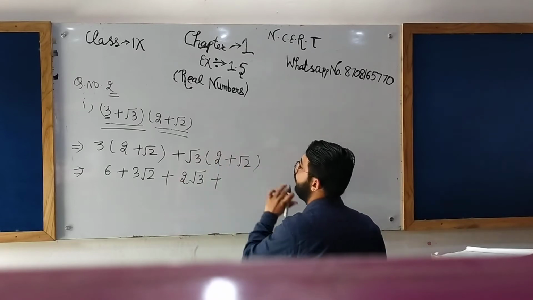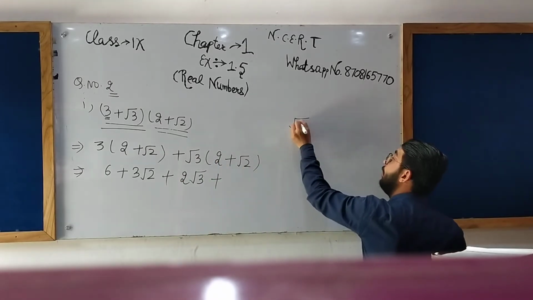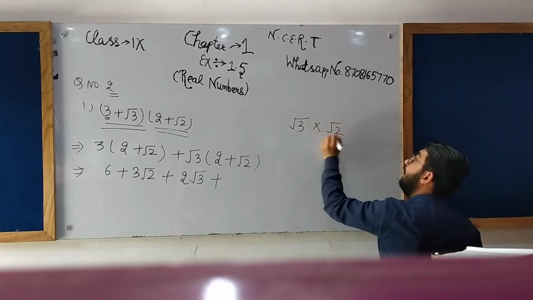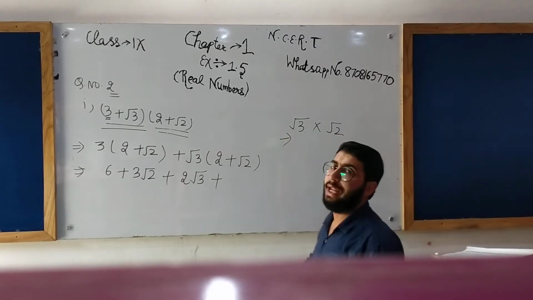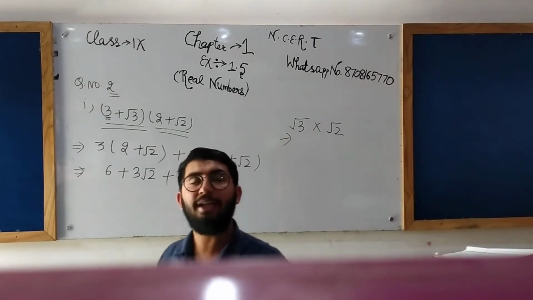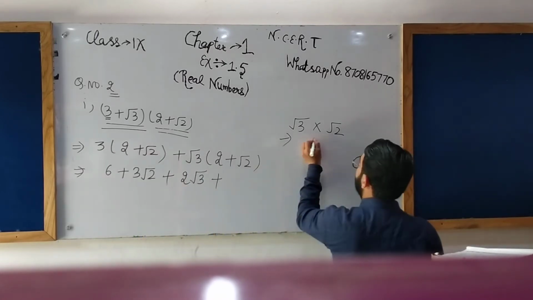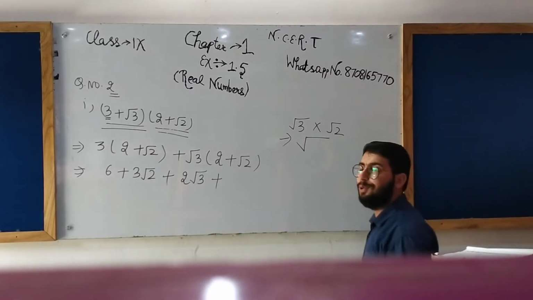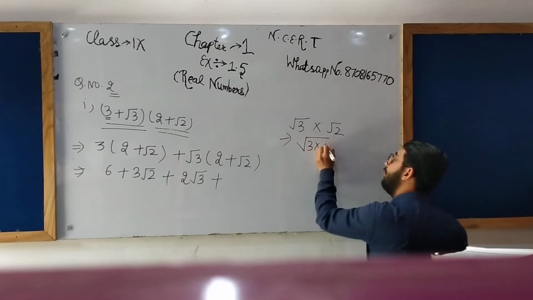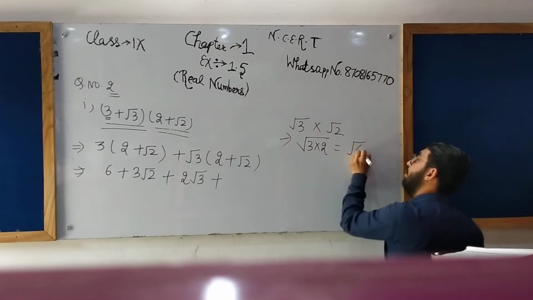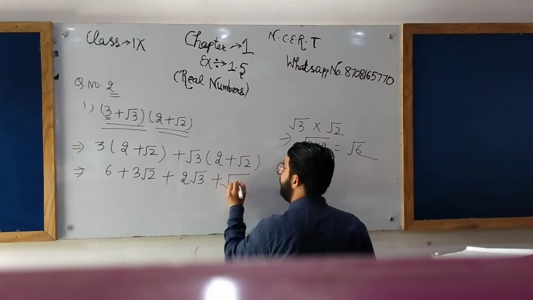Now root 3 into root 2. Listen carefully. When you multiply two factors containing roots, they will share the common root. It will be root 6.